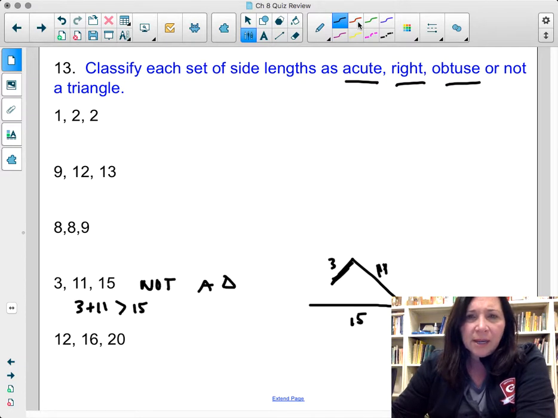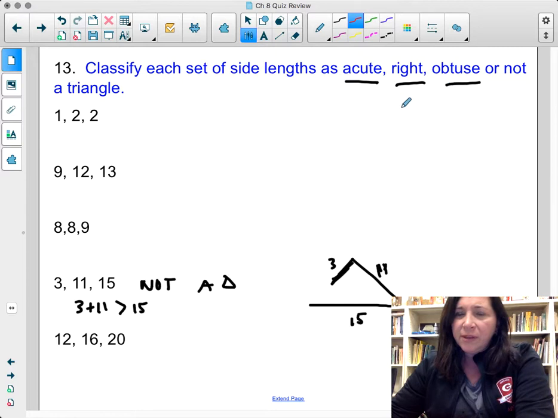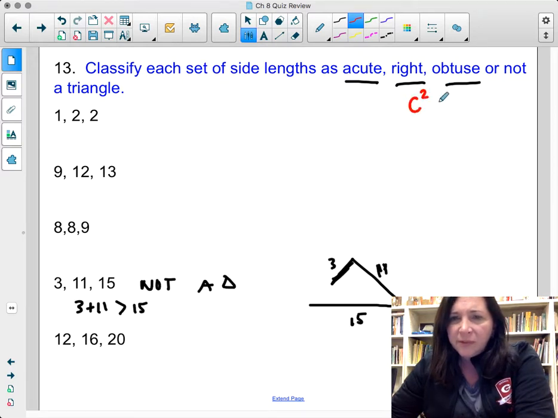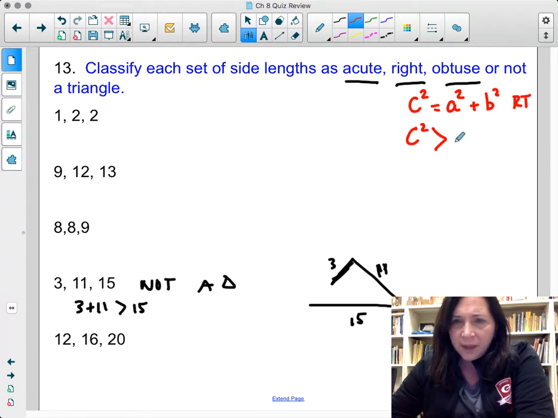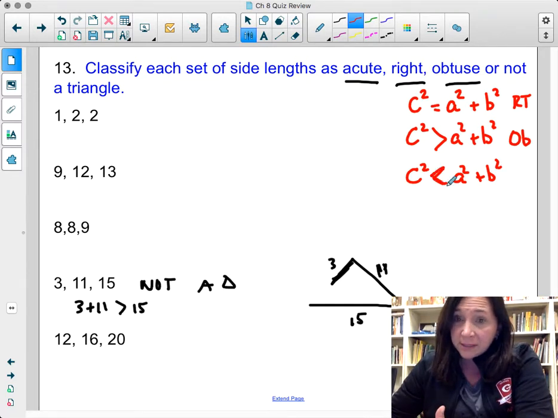For this one right here, classify as acute. So let me just remind you of what these are. If you have c squared is equal to a squared plus b squared, it's a right triangle, okay? If c squared is greater than the sum of these two other sides, a squared plus b squared, then that's an obtuse triangle, okay? If you have c squared is less than a squared plus b squared, the sum of the two other sides, well, that's going to be an acute triangle.